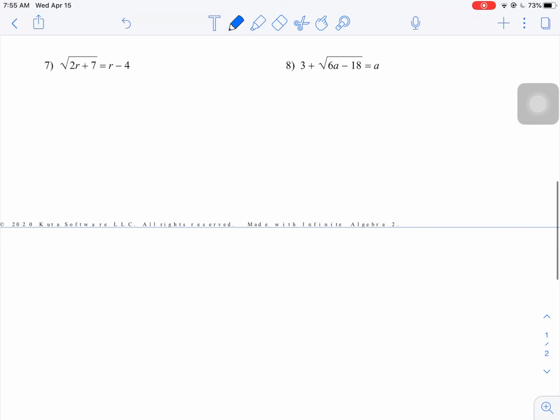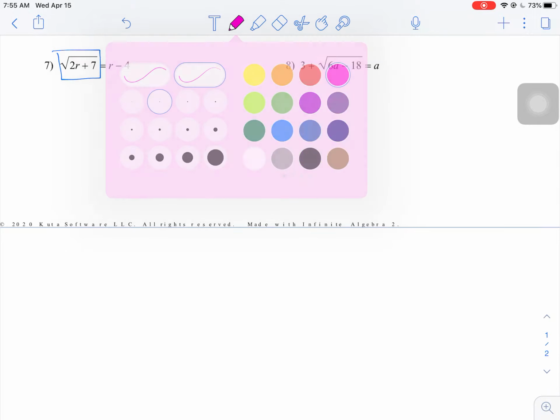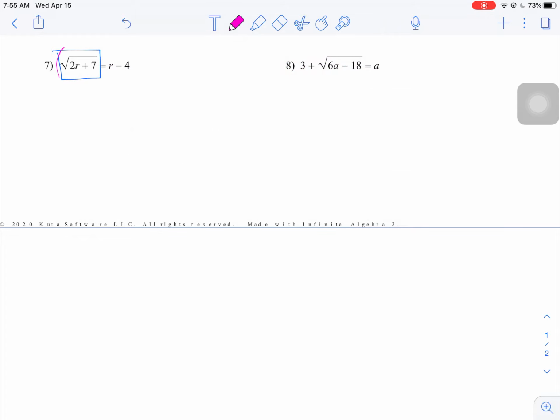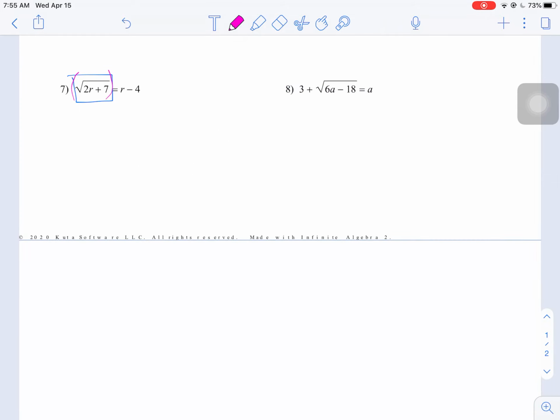On 7, the square root is already isolated, and then I want to actually go ahead and do this one all the way through. So I am going to change colors. I'm going to square both sides of the equation. So squaring a square root, everything cancels out, so I'm just left with 2r plus 7.